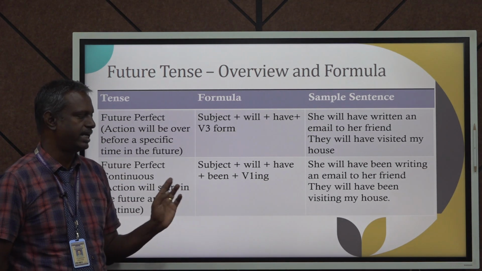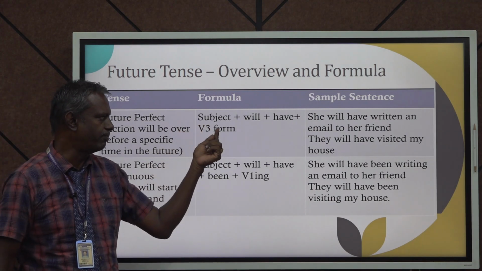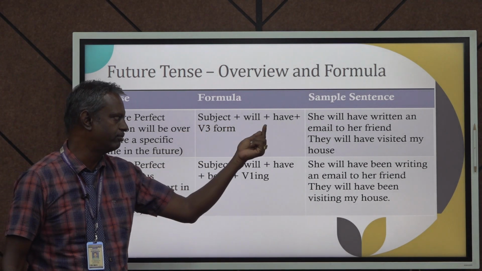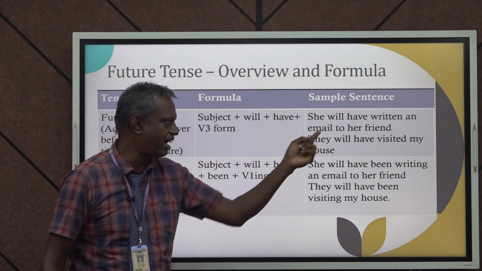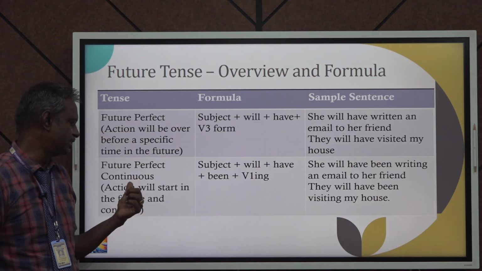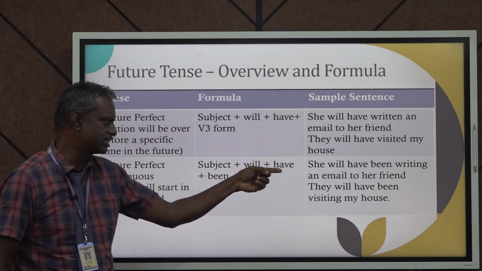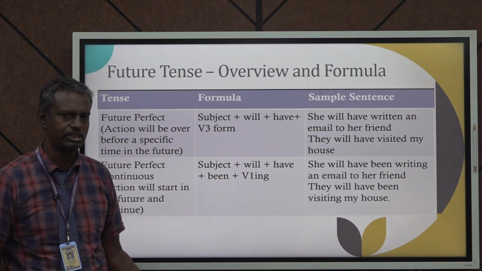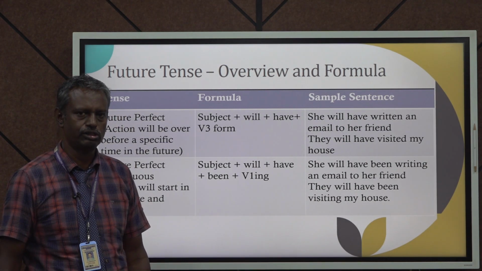Now we would move to the next tense, future perfect tense. The format is subject plus will plus have plus V3 form. For example, she will have written an email to her friend. Now, move to the last format, that is the future perfect continuous. The format is subject plus will plus have plus been plus verb ing. For example, she will have been writing an email to her friend.